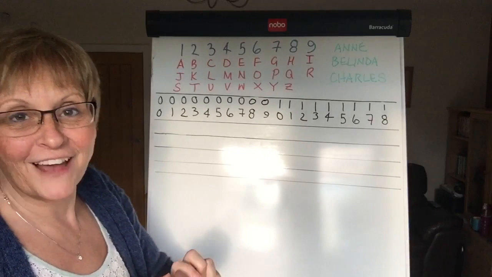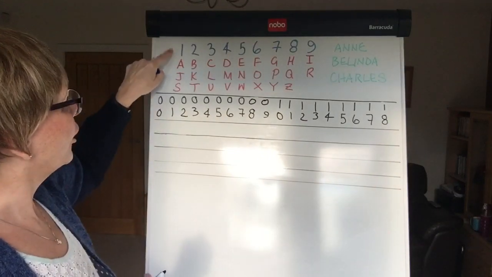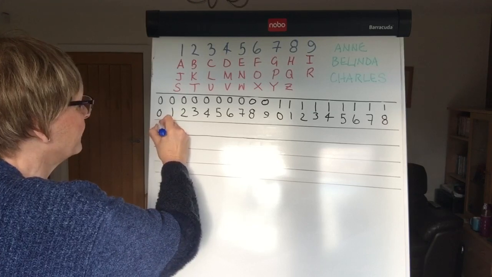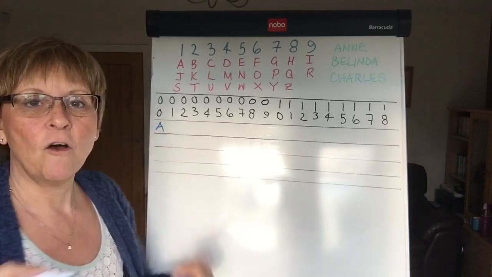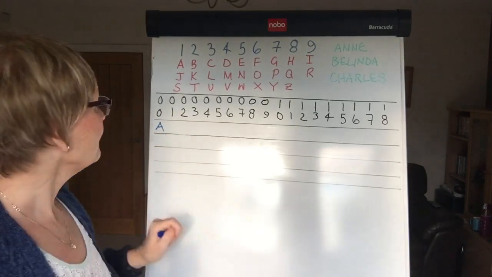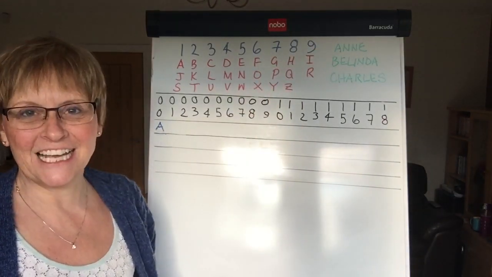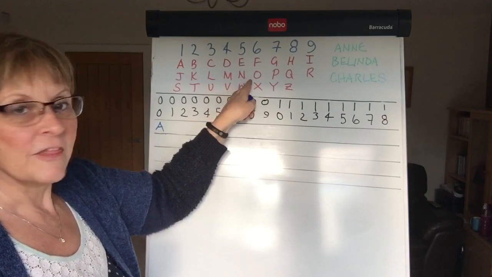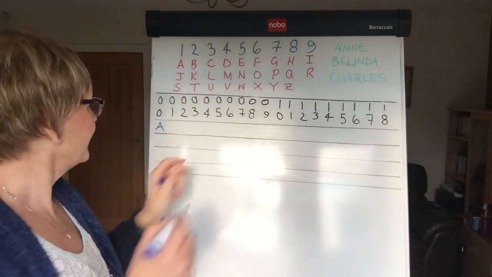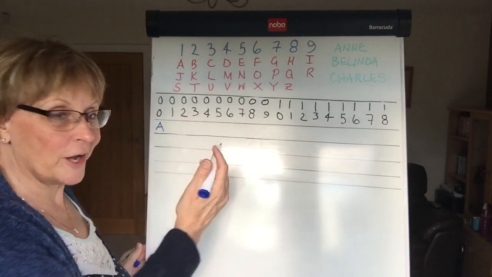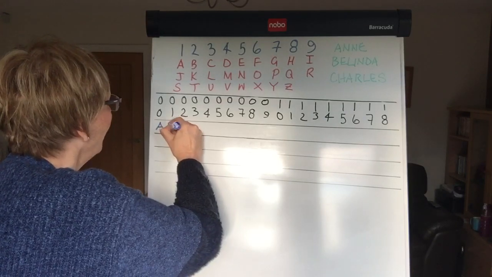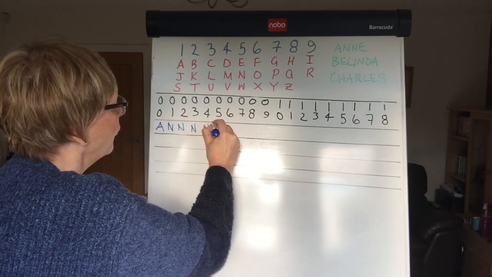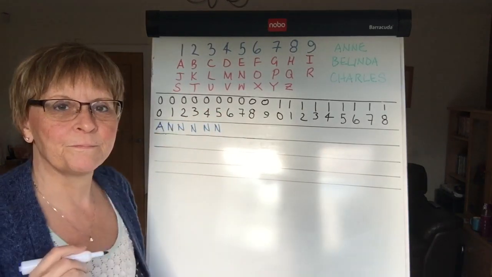The first letter of Anne is an A, and when we look at the chart, it falls under a 1. So we would write A for 1 year. When we look at the second letter of Anne's name, it's an N. We look at the chart, the N falls under a 5. So we're going to do an N 5 times. So 1, 2, 3, 4, 5.